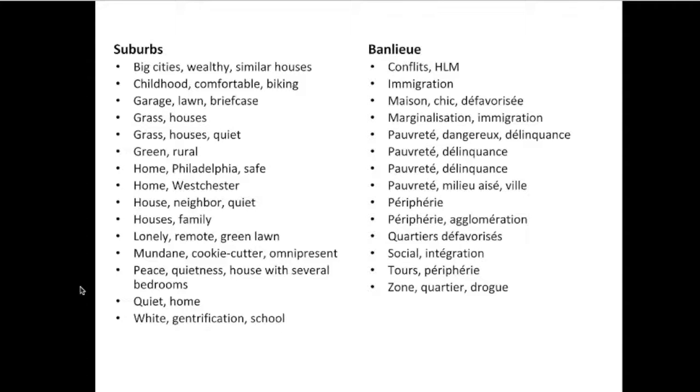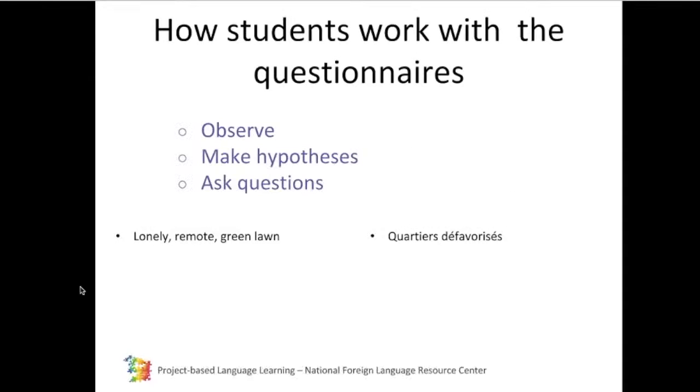So I will now describe the process, how students work with the questionnaires. Before coming to class, they print the page or the type of page that you just saw. They count, they regroup words. They look at words that appear on one side only. They try to decide, do they have positive or negative connotations? It's very hard to know sometimes. They make hypotheses about what it says about the other culture, and they ask questions to their partners.